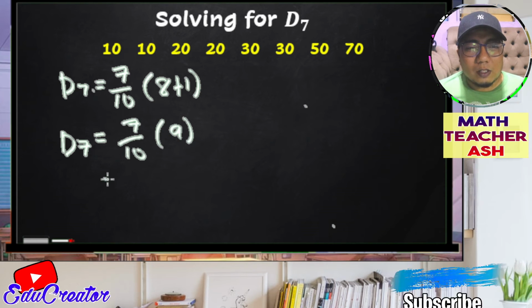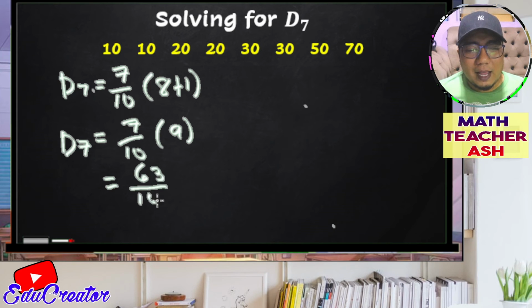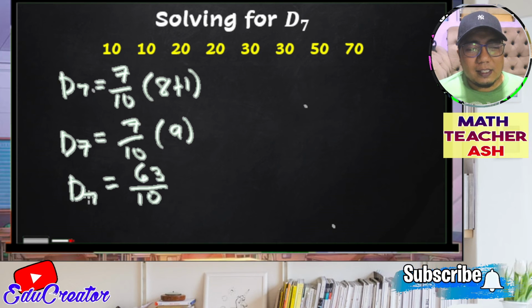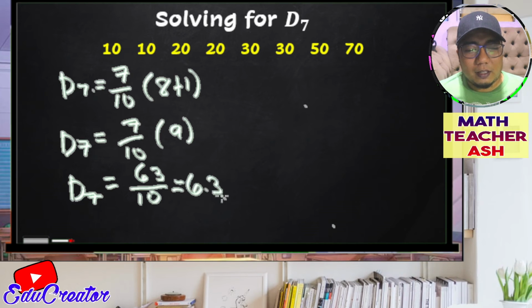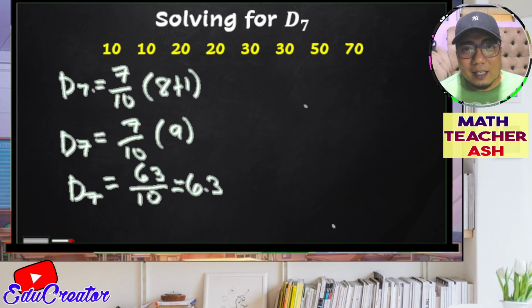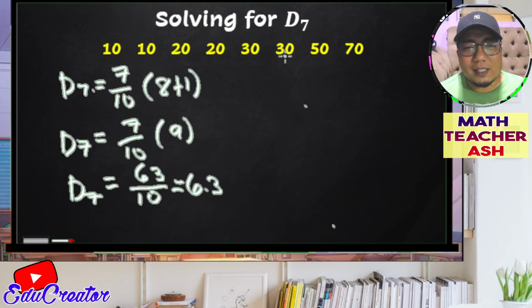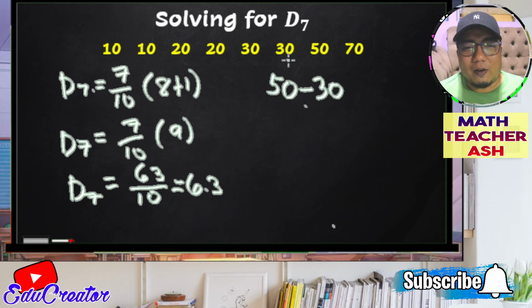Easy, right? Now, let us continue. By multiplying 7 times 9, we have 63 over 10. Now, simplifying, 63 divided by 10 is 6.3. Now, my dear math learners, as you can see, this is another example where we need to apply linear interpolation. Finding 6.3 in our position, it is between the 6th and the 7th value. So, we have 1, 2, 3, 4, 5, 6, and 7. This is the 6th value and this is the 7th value. 6.3 is between those values.